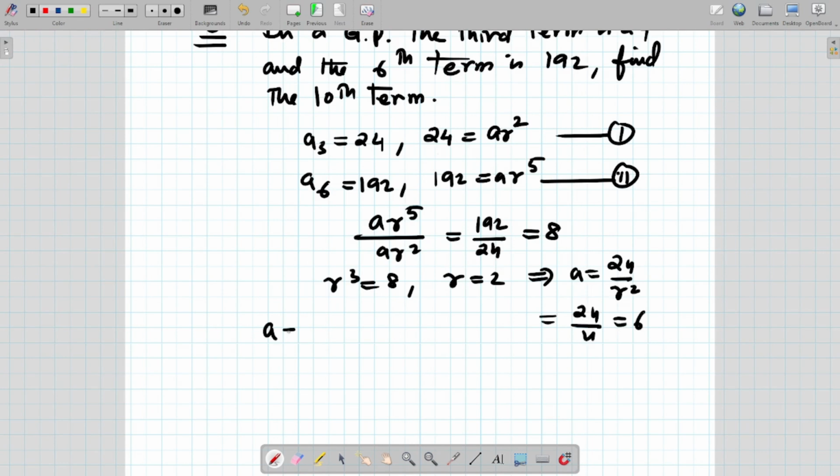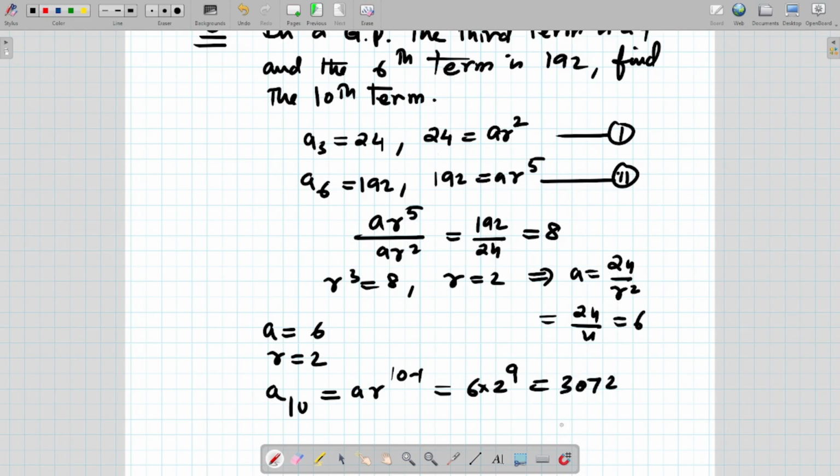Okay, so let us summarize. a is 6, r is 2. So a10 पूछा है ना, a r^(10 minus 1) simply रखो. So a is 6 times 2 to the power 9. Is that correct? Yes. Okay, so you can possibly write it as 3072. Okay, ठीक है, so this is your answer.